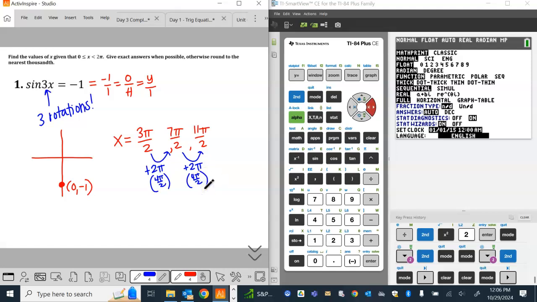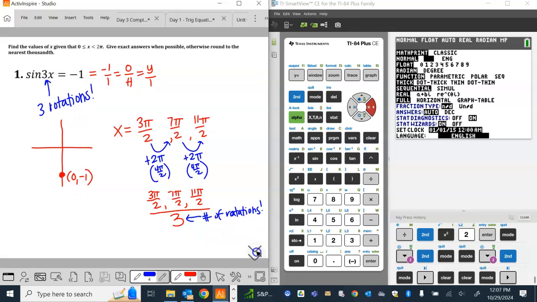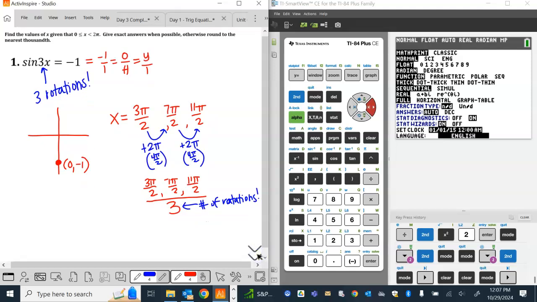So these are my angles. Now what I want to do with those angles is take all 3 angles and divide by 3. The reason I want to divide by 3 is because I have 3 rotations. So you're going to divide by the number of rotations. Okay, let's think about division. When I divide by 3, that's going to make all the denominators 6. So I'm going to get 3 pi over 6, and then 7 pi over 6, and then 11 pi over 6. I can simplify that 3 pi over 6 to pi over 2.